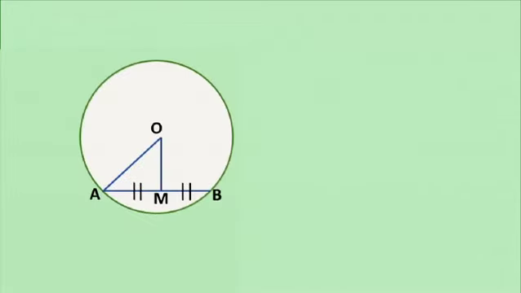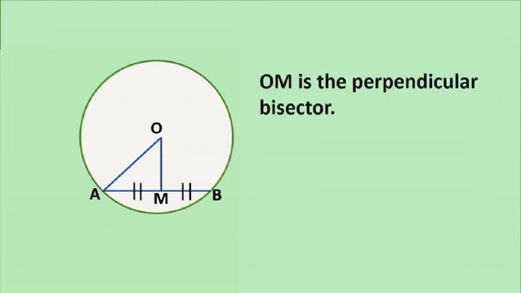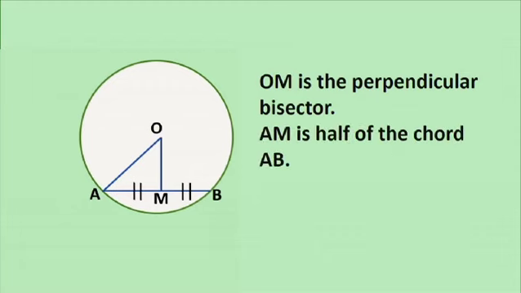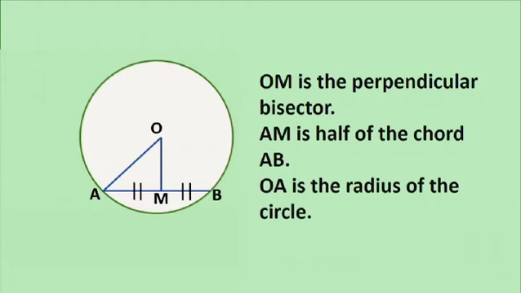Let's have a look now. The line OM is the perpendicular bisector. AM is half of the chord AB. OA is the radius of the circle.